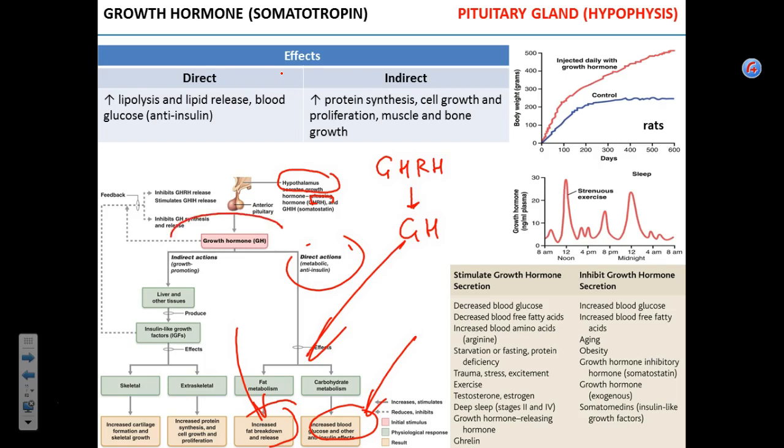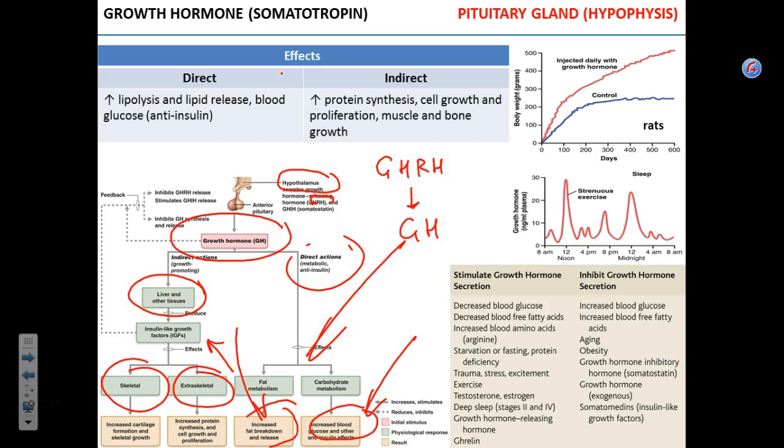Look at this. Growth hormone acts first on the liver. The liver produces so-called insulin-like growth factors, or IGFs. Insulin-like growth factors, in turn, will stimulate protein synthesis, bone growth, and cell proliferation. Does that make sense? So it's not growth hormone that immediately has an effect. Growth hormone stimulates IGFs, and IGFs will then elicit the effects.